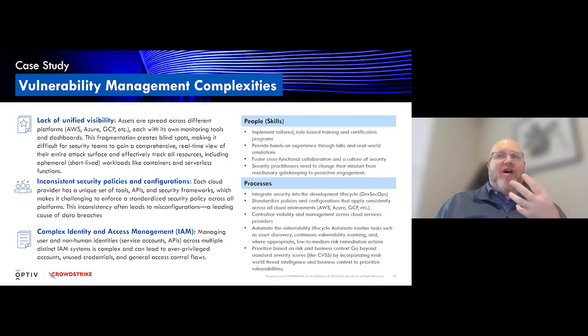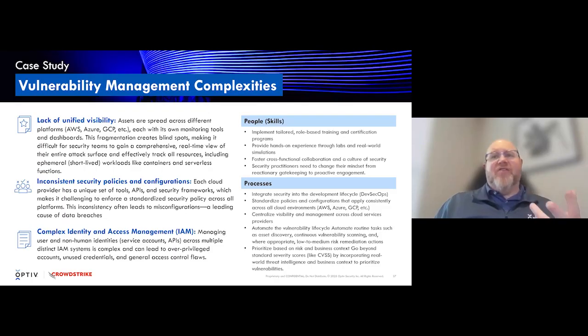And also when you start talking about ephemeral, short-lived workloads such as containers and serverless functions that are here 1 minute and gone the next. How do you gain visibility into those? That's a real challenge for a lot of organizations that are not necessarily prepared to take those things on.